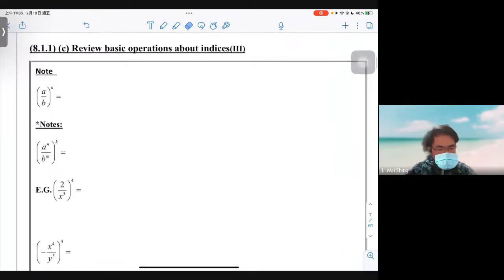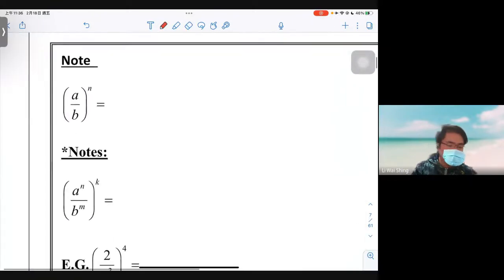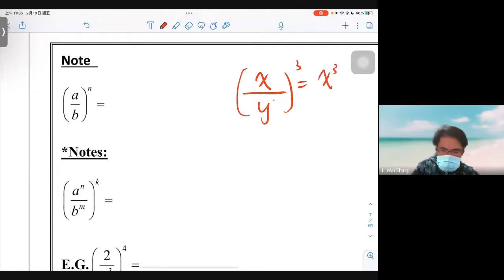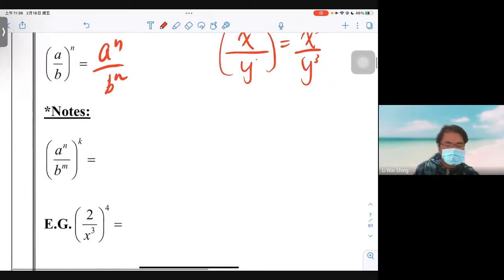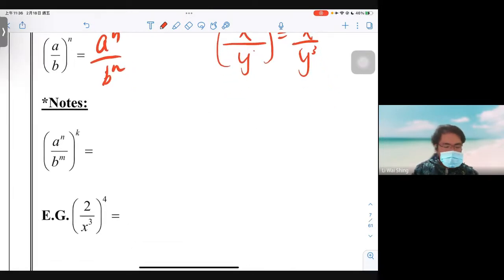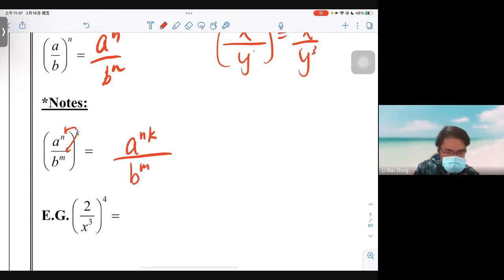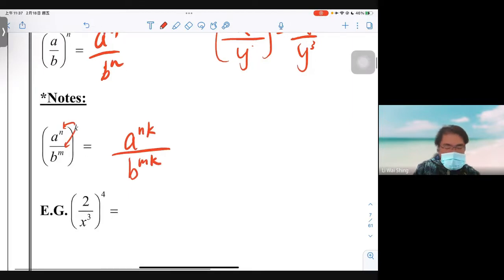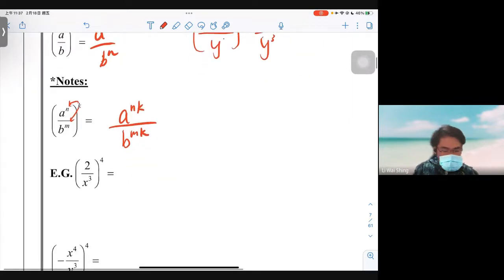If there is a division, it's also easy. So (x/y) to the power of n equals x cubed over y cubed, just like multiplication. You know that it equals a^n over b^n. And if there is a power inside, by using the index law, you know that it equals a^(nk) over b^(mk). Still the same thing.